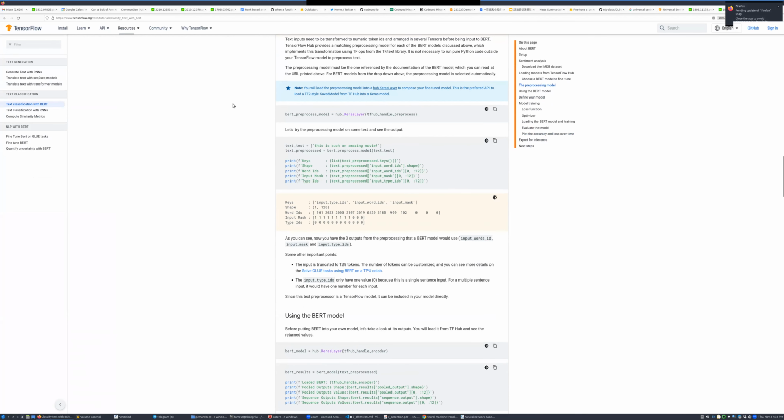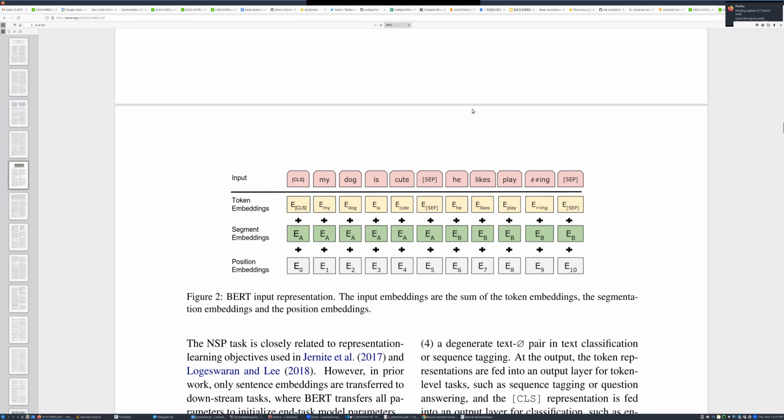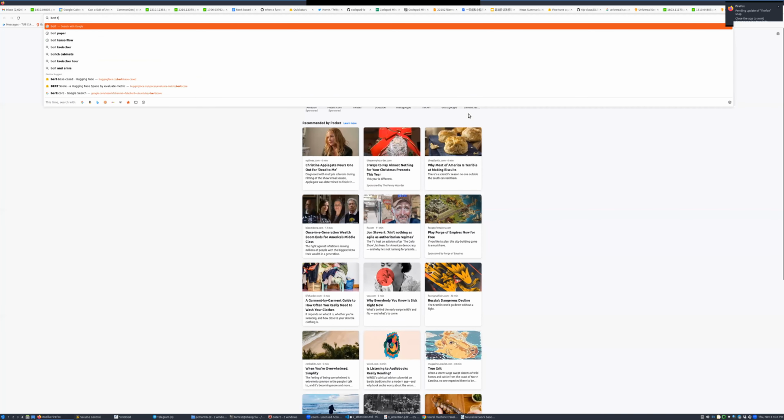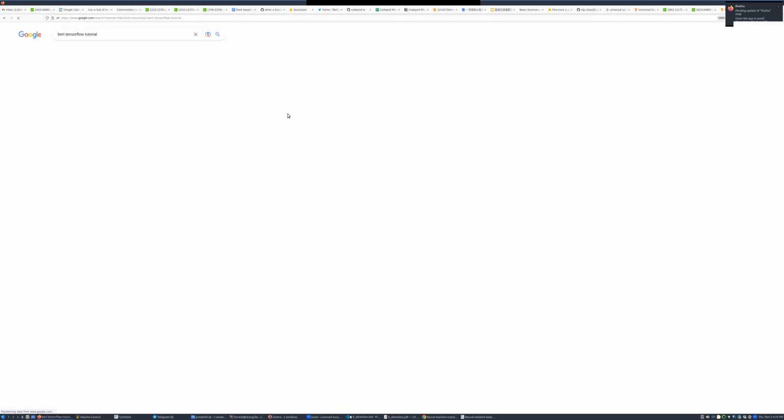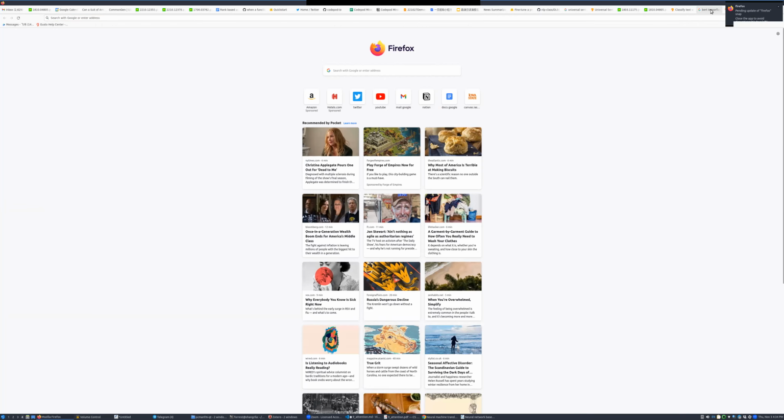All right, so they don't have it. Oops, no, I don't want to show you my email. Let's see, BERT TensorFlow tutorial. Do they have another tutorial? Maybe this one. Let's see. How do I get rid of this?